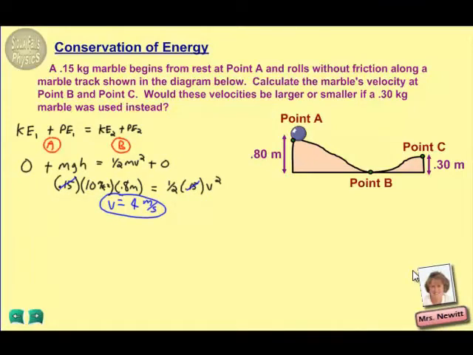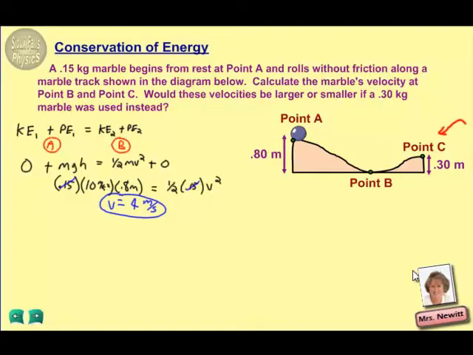Next, let's take a look at point C, which is at the end of the track. Notice that point C, rather than being at the base the way point B was, is 0.3 meters off the floor. Something important that will make this different than the last problem is that at point C, the marble will still have some potential energy. It will not have converted all of its potential over to kinetic, but it will have converted some of its potential to kinetic.